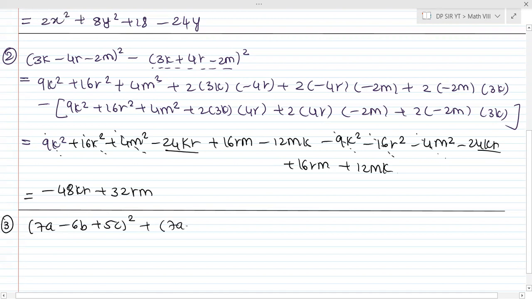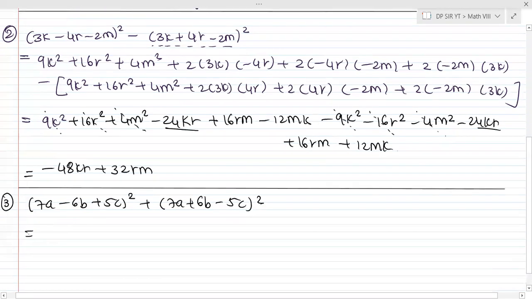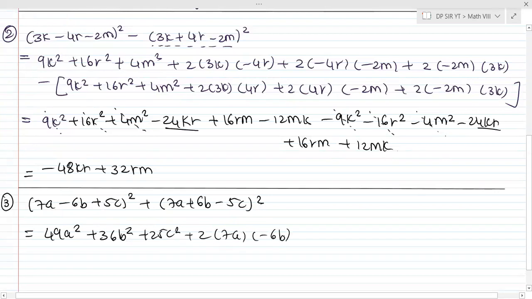Okay, (7a + 6b - 5c) whole square. Here it's equal to 49a square plus 36b square plus 25c square plus 2 into 7a into 6b plus 2 into 6b into minus 5c plus 2 into 5c into 7a. I hope I'm not wrong. a b, b c, c a.